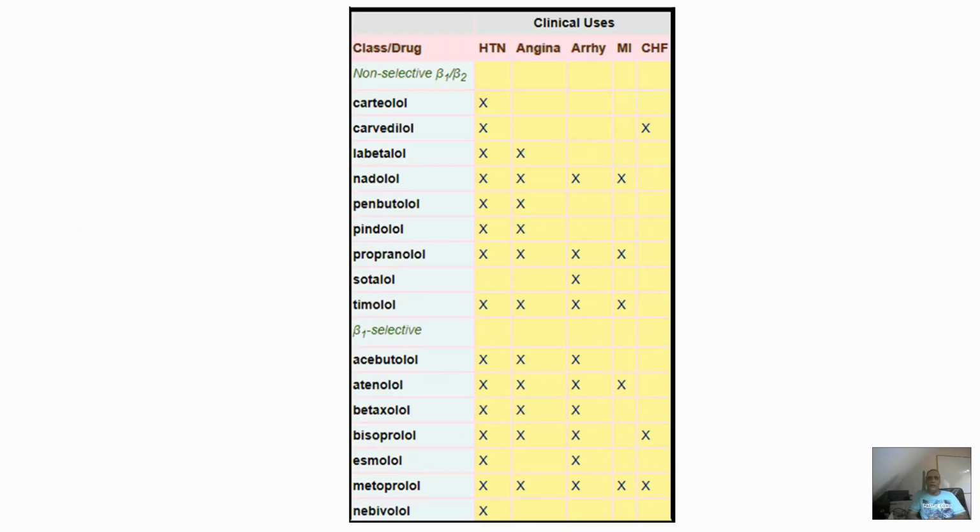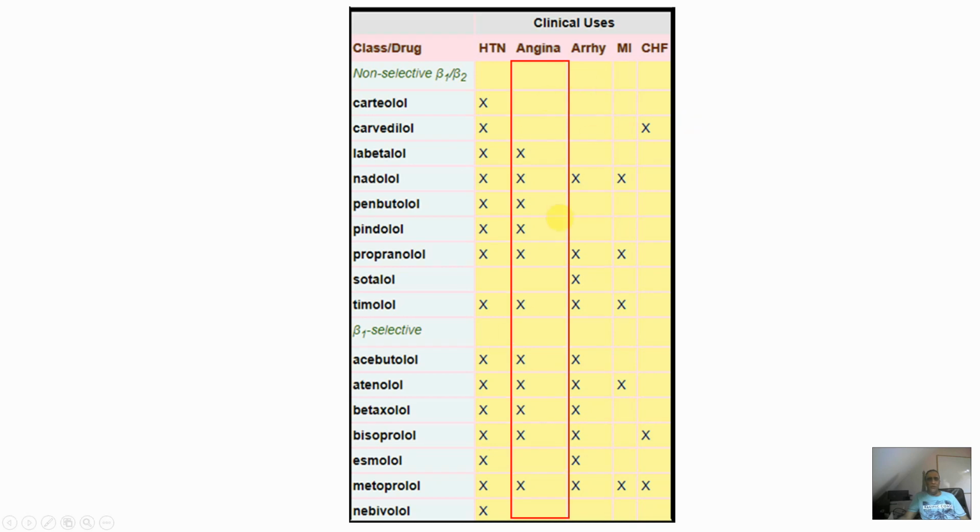Here is the table for the clinical use of all of these drugs. As you see in this list, for hypertension we use almost all of these drugs except sotalol, which is a non-selective beta 1 and beta 2 blocker. We will study sotalol in the arrhythmia part, anti-arrhythmia drugs. We use it mainly for anti-arrhythmia. And we will study later the angina.